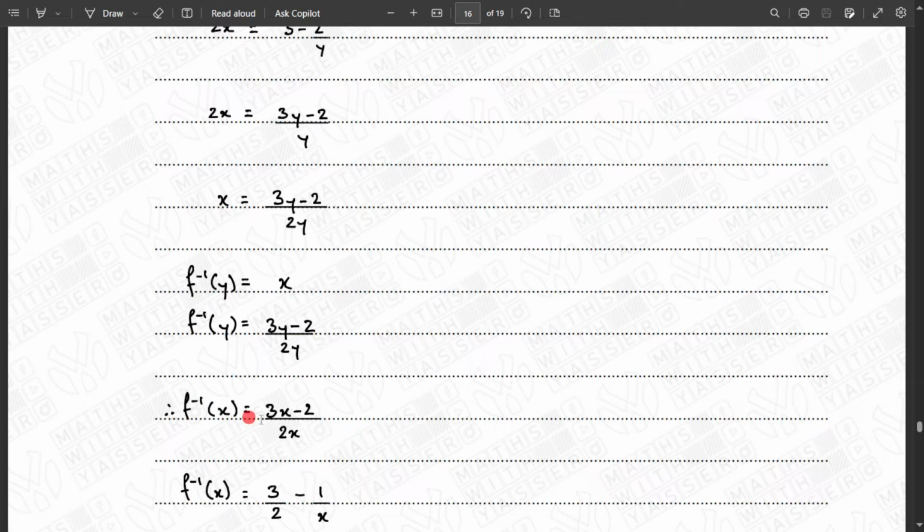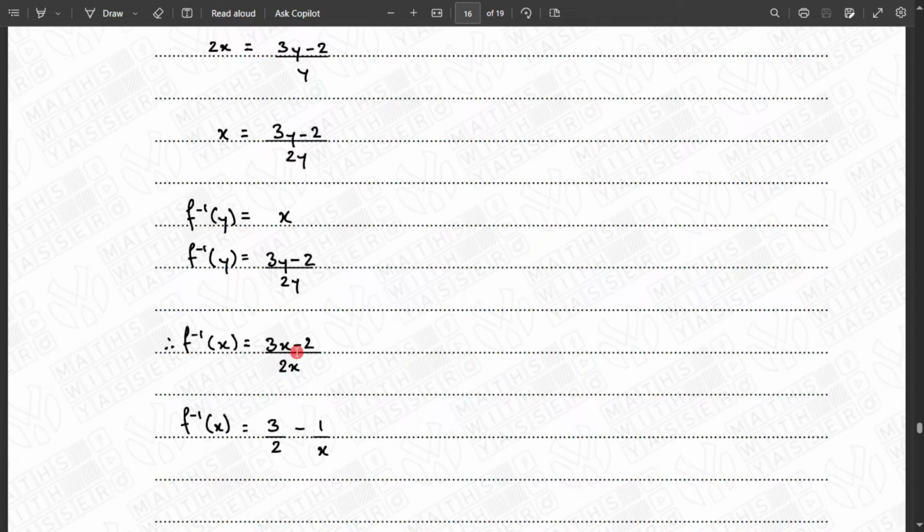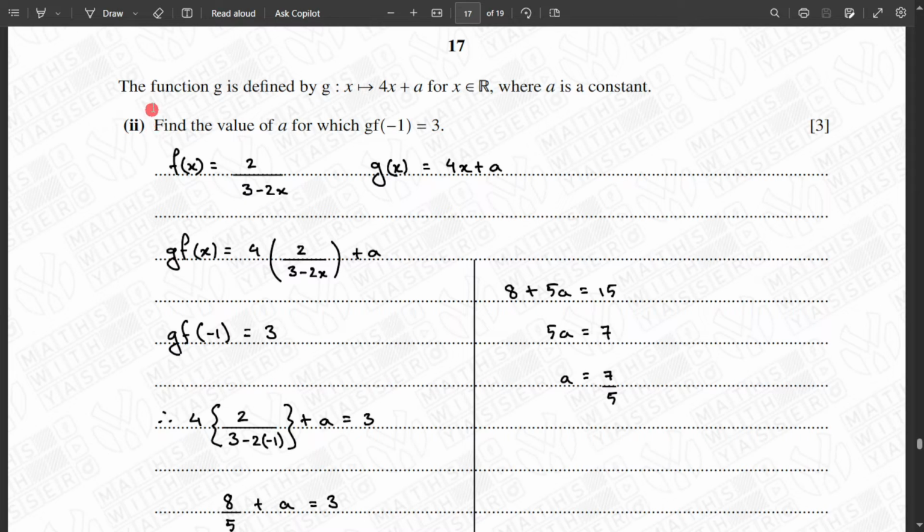So f inverse of x should be (3x minus 2) over 2x. Or we can split this and write it as f inverse of x is equal to 3 over 2 minus 1 over x. The second part of the question says the function g is defined by g of x is equal to 4x plus a for x an element of all the real values, where a is a constant. Find the value of a for which gf of minus 1 is equal to 3.